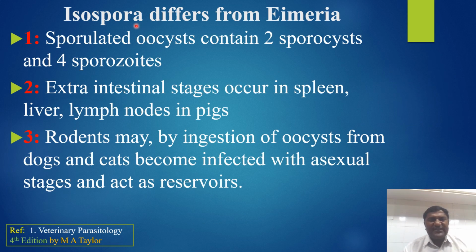So what is the difference between Isospora and Eimeria? Number one, the sporulated oocyst contains two sporocysts and four sporozoites, while in Eimeria it has four sporocysts and two sporozoites. Number two, the extra-intestinal stages occur in the spleen, liver, and lymph nodes in pigs. Rodents may ingest the oocysts, and dogs and cats become infected with the asexual stages and act as reservoirs.